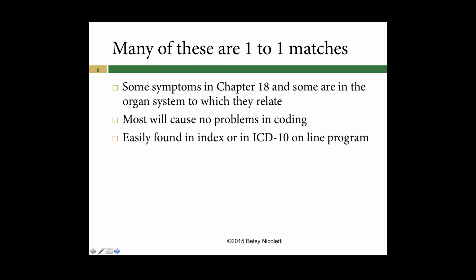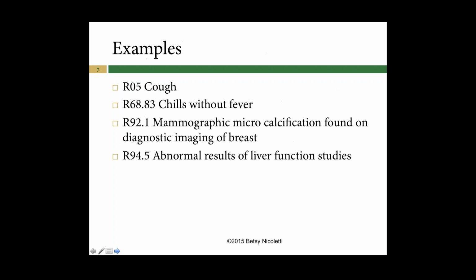So in signs and symptoms, most of these, we're not going to have any trouble in the index or whether we're using an electronic program. So here are just a few examples. We have symptoms: cough, nausea, chills, fever. We have abnormal diagnostic tests, either on imaging or on laboratory tests. So many of them, as I said, have a one-to-one match between ICD-9 and ICD-10.